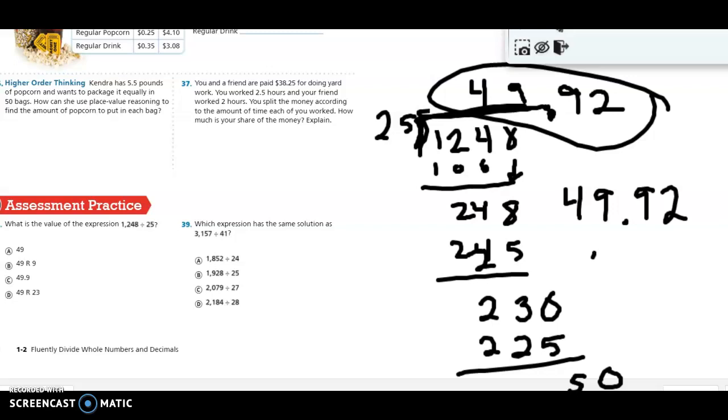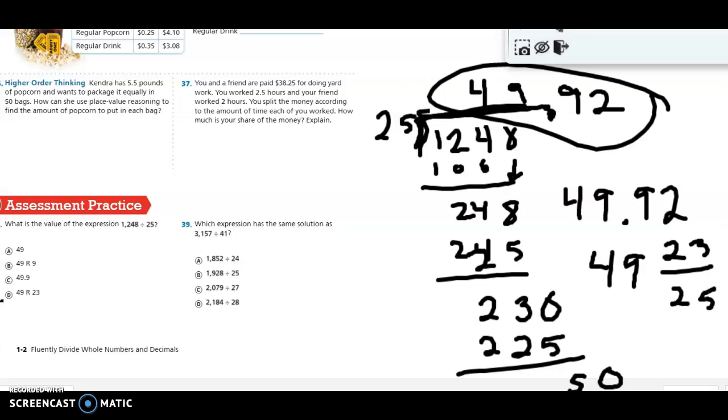You could also write it as 49 and 23 25ths, or 49 remainder 23. So this is my least favorite way to write it, this answer D. And that's because usually we don't use remainders any longer in middle school, but it would be that last one, D.